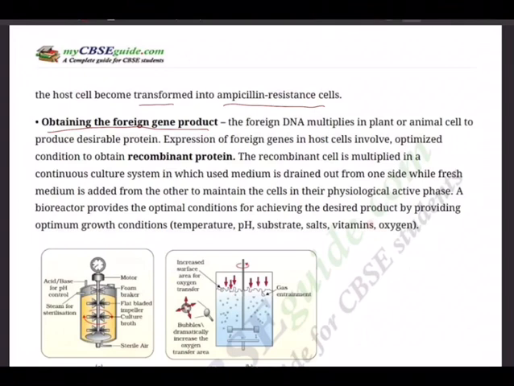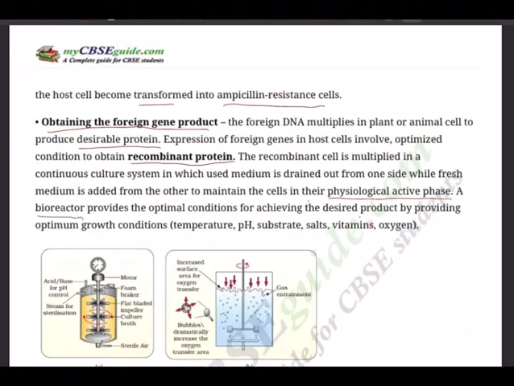This is what our ultimate aim is. The foreign DNA multiplies in plant and animal cells to produce the desirable protein. Expression of foreign genes in host cells involves optimized conditions to obtain recombinant protein. The recombinant cell is multiplied in a continuous culture system in which used medium is drained out from one side while fresh medium is added from the other to maintain the cells in their physiologically active phase.